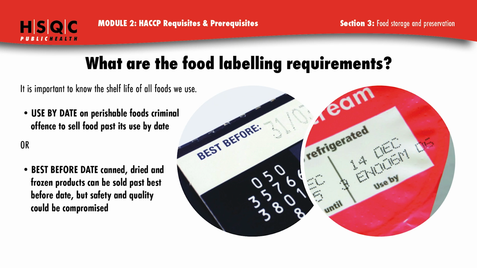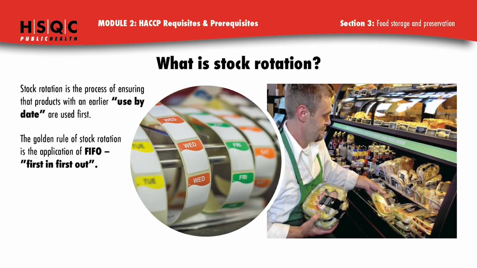What are the food labelling requirements? It is important to know the shelf life of all foods we use. All foods should be labelled. Use by date on perishable foods, criminal offence to sell food past its use by date, or best before date. Canned, dried and frozen products can be sold past the best before date, but safety and quality could be compromised.